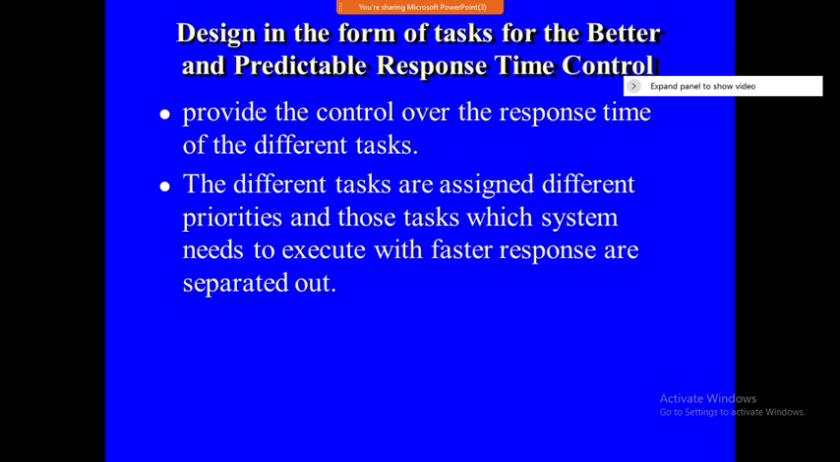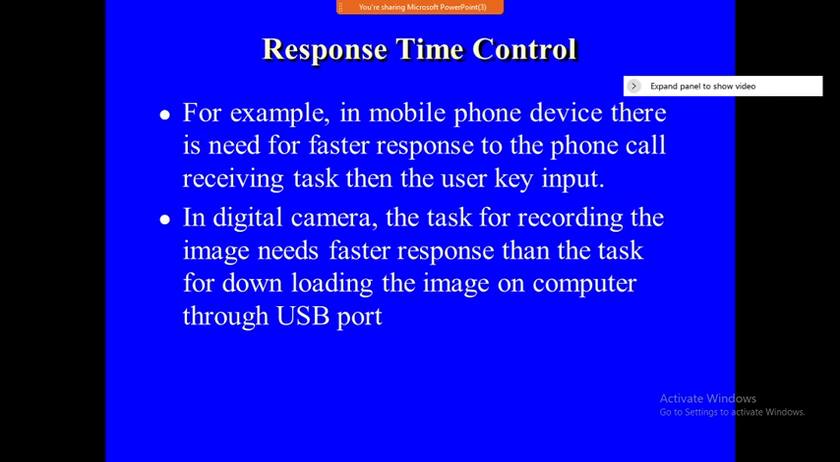Here we look at the response time of all the different tasks. The tasks are assigned different priorities, and those tasks which the system needs to execute with a faster response are separated out. Which task has to be executed first, the system will decide, and it gives the time. It executes in that time only. These all things are done based on the scheduling algorithms. Next, response time control. Before that, we'll see another one.